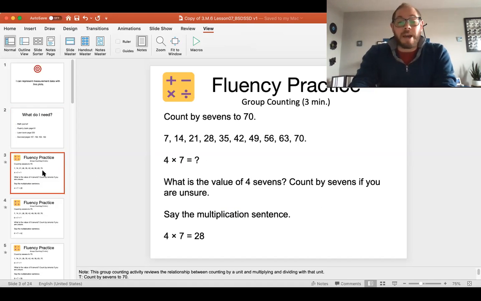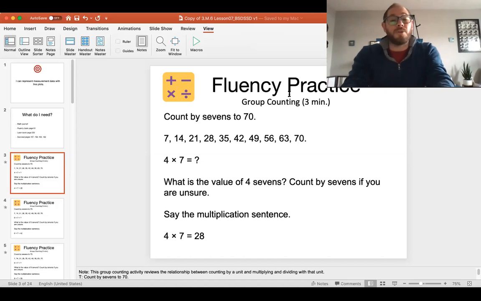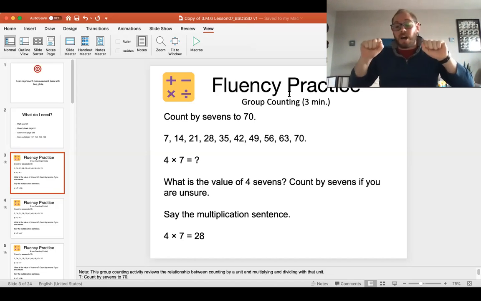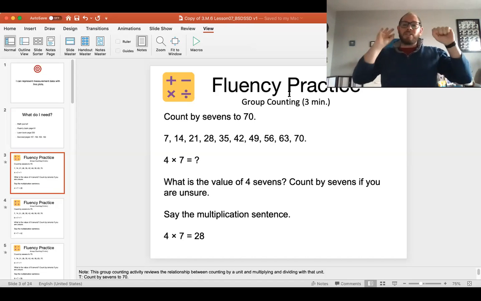All right, welcome back, grade threes. We're going to start off, as always, with our fluency practice. So the first thing we're going to be doing is we are going to count by 7s up to 70. So we need our math hands ready. And let's get started. 7, 14, 21, 28, 35, 42, 49, 56, 63, 70.